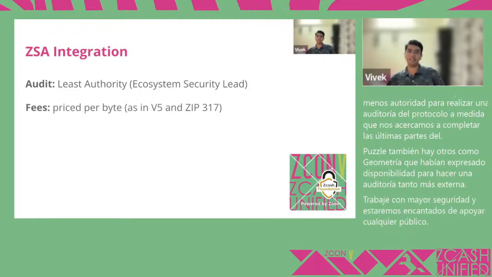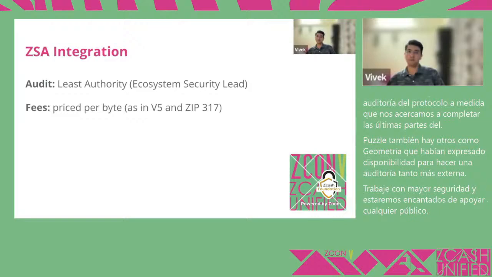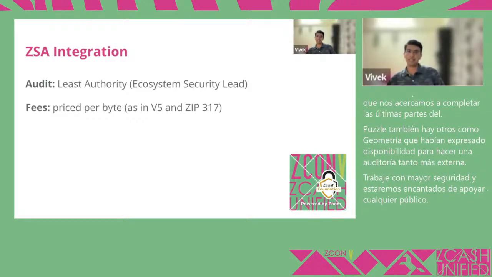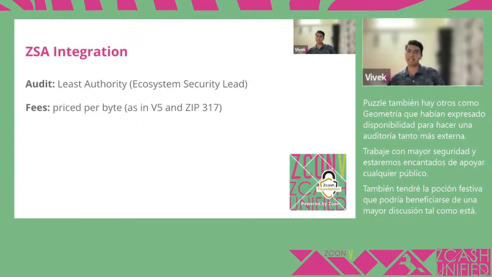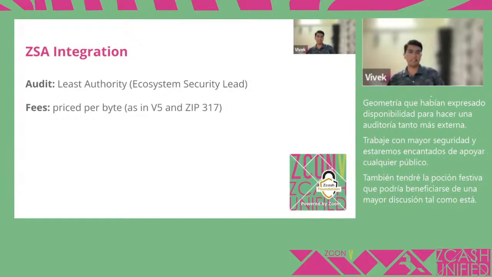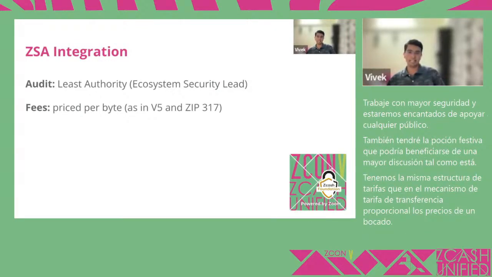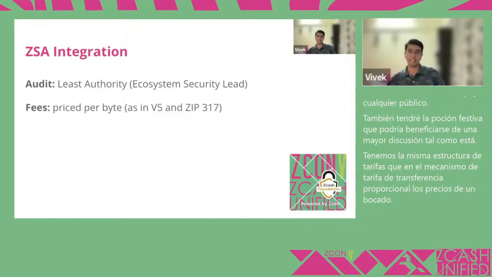We also have the fees portion that could benefit from some more discussion. As it stands, we have the same fee structure as in the proportional transfer fee mechanism. The prices are per byte. We'd love to hear more consensus on this part so that we can get this finalized as well.